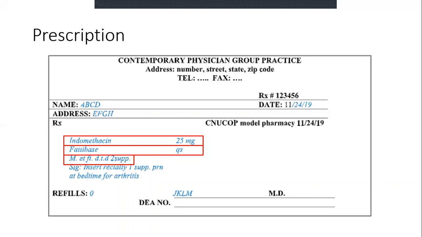We also see a dispensing quantity here, which means dispense such a dose of 2 suppositories. A point of clarification here is that this formula is listed for 1 suppository, and we need to dispense 2 suppositories to our patient. The SIG, or directions, state for us to consult our patient to insert rectally 1 suppository, PRN or as needed, at bedtime for arthritis.